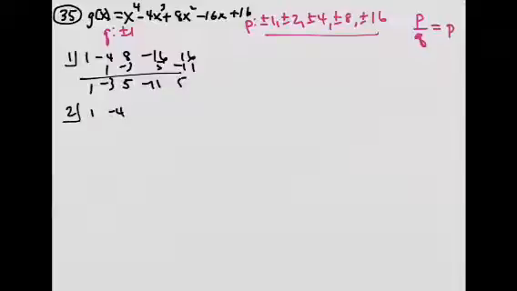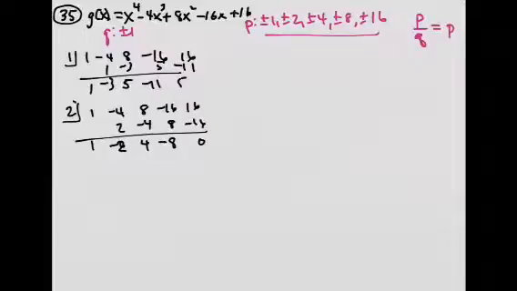So you try 2. Try the next number on your list. 1, negative 4, 8, negative 16, 16. Bring down the 1, 2, negative 2. Negative 4 is 4. 8 is negative 8. And then negative 16. So we found it. We found 2. Okay, I still have a cubic function, right?